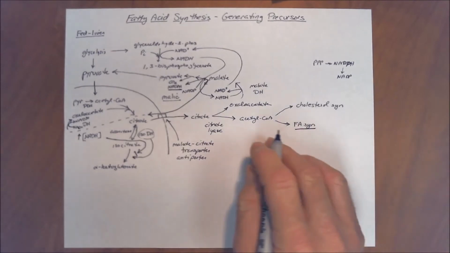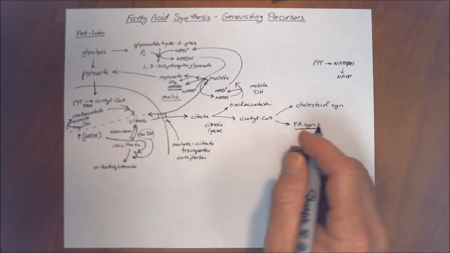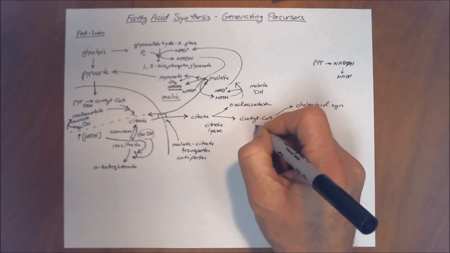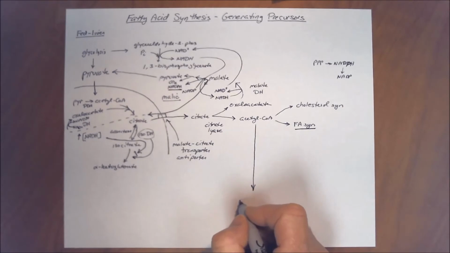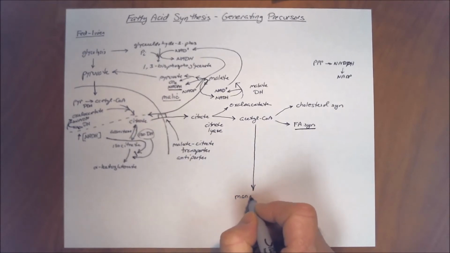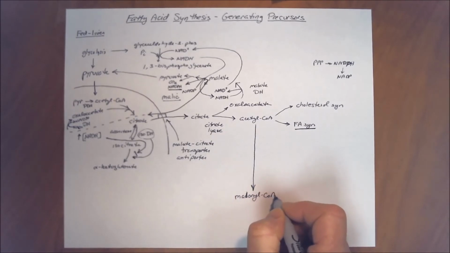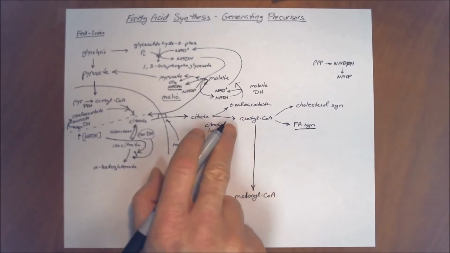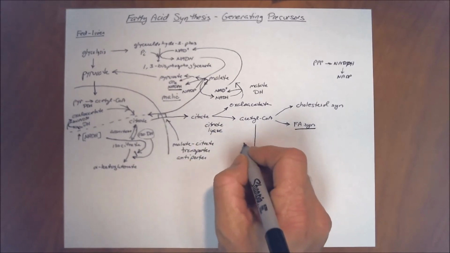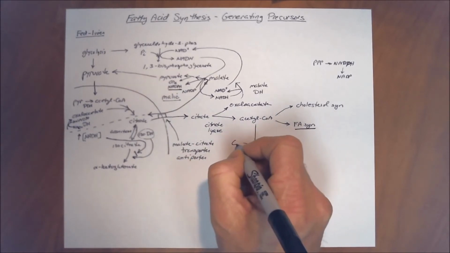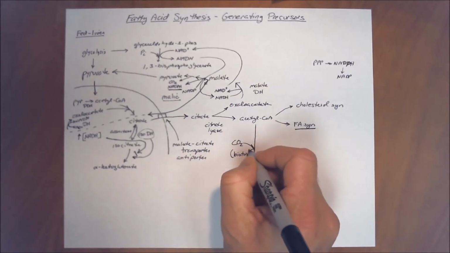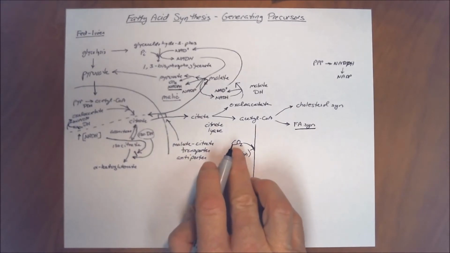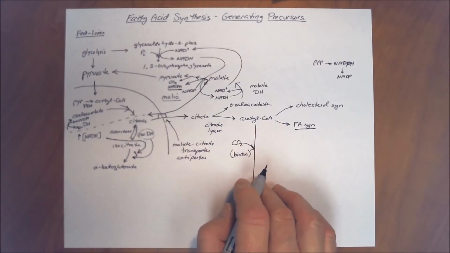Now let's turn our attention to the acetyl-CoA. The acetyl-CoA is only a portion of fatty acid synthesis. The other precursor for fatty acid synthesis is malonyl-CoA. We generate malonyl-CoA from acetyl-CoA by adding a CO2. This is a biotin cofactor dependent reaction. Biotin will assist in the transference of CO2 onto a molecule.